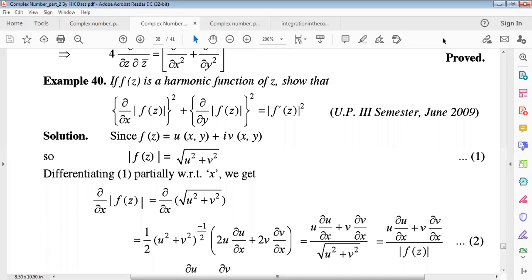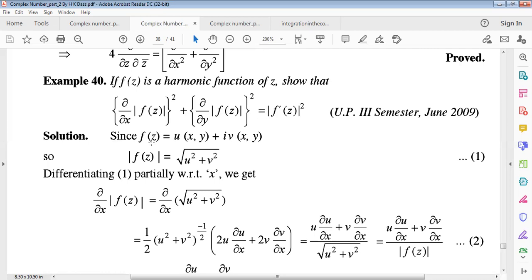If f of z is a harmonic function of z, then show that del x of the modulus of f of z whole square plus del y of the modulus of f of z whole square equals the absolute value of f dash z, the first derivative of f with respect to z, whole square.